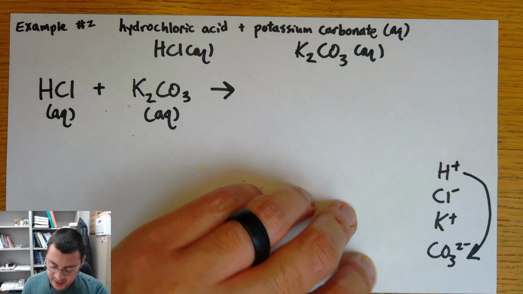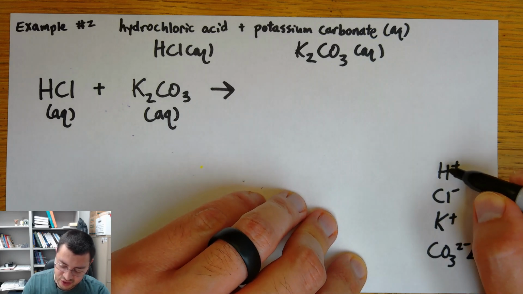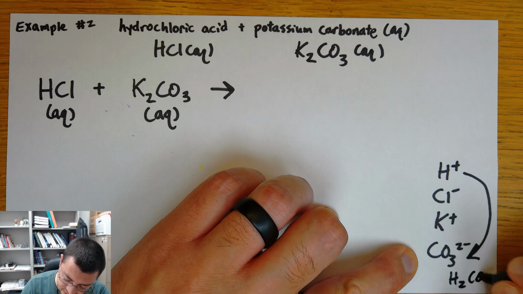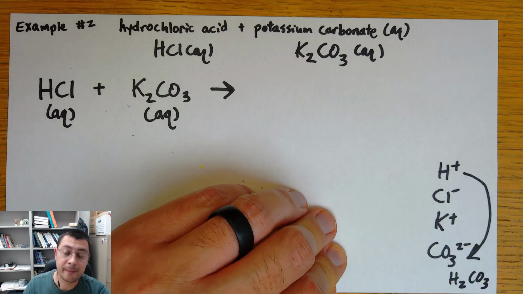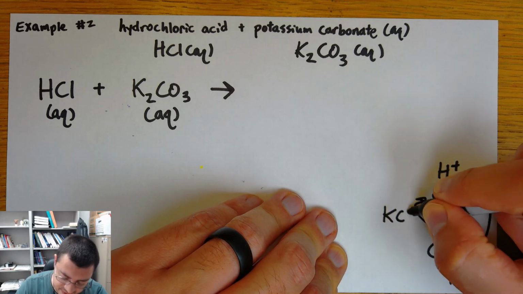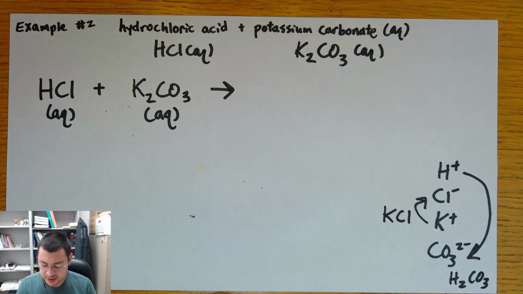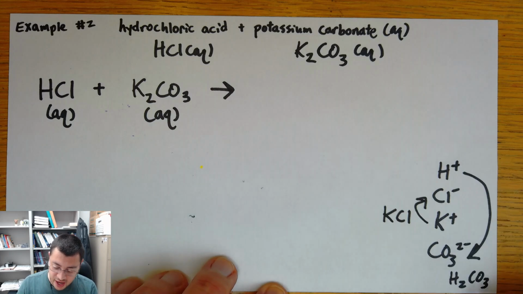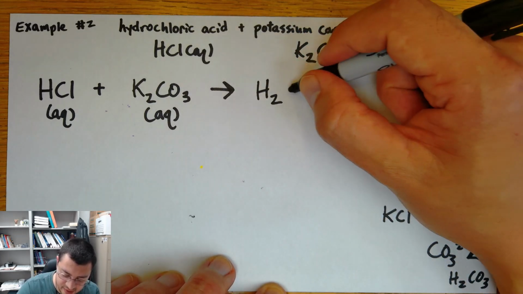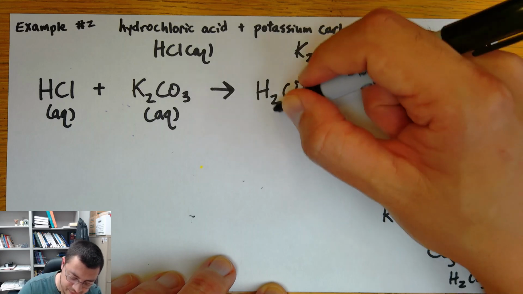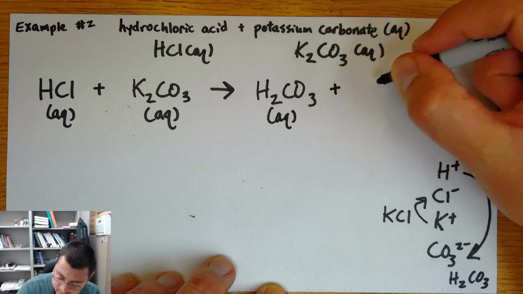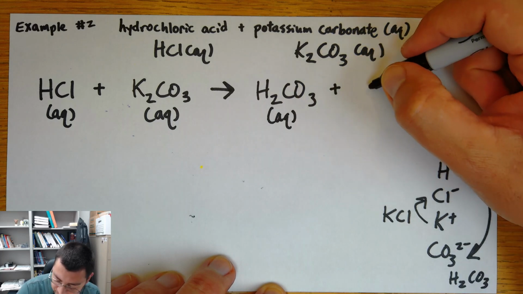We're still going to make carbonic acid. We're going to end up needing 2 of these to charge balance the carbonate, H2CO3. And then KCl, potassium chloride, salt substitute. All right, now that we got the products, we can drop them into the equation and start charge balancing.